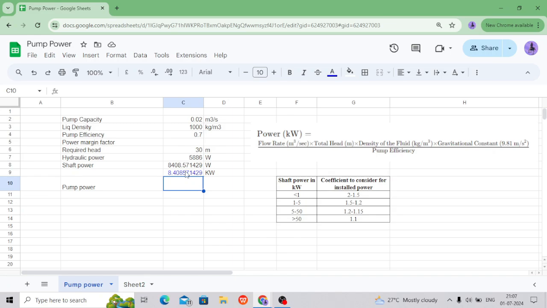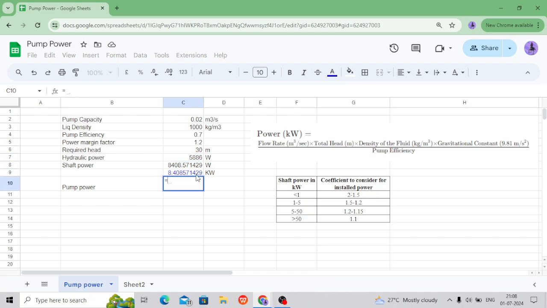Okay guys, after the calculation of shaft power, the major term which comes into place is the power margin factor. From this chart we should take the value of the power factor, and as we all know the shaft power is 8.40, which lies between 5 to 50, so we should take the coefficient of power factor between 1.2 to 1.15. Okay guys, so here we will consider it to be 1.2, right?